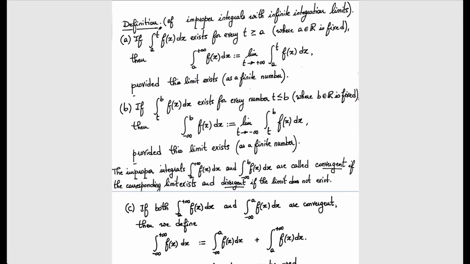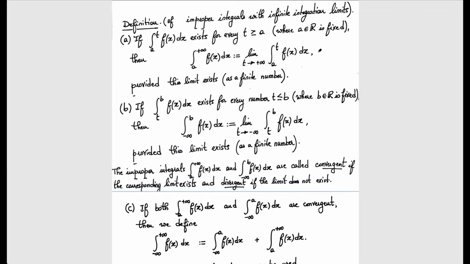So let's read the definition. This is the definition of improper integrals with infinite integration limits. So we are integrating over infinite intervals. Part A, if the integral from a to t of f of x dx exists for every single t that's bigger than or equal to a, where a is a real number that's fixed, then we're gonna define this improper integral, so the integral from a to plus infinity of f of x dx, to be by definition the limit as t goes to infinity of the integral over the finite interval a to t of f of x dx.